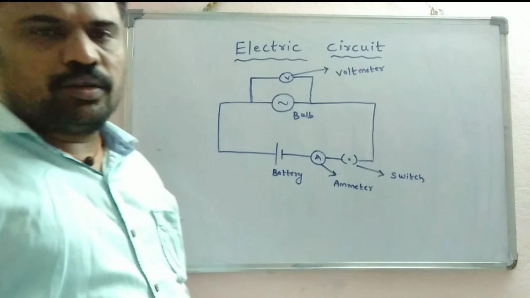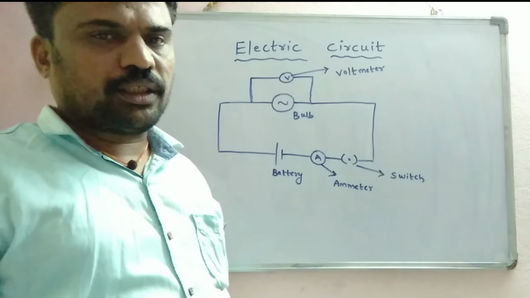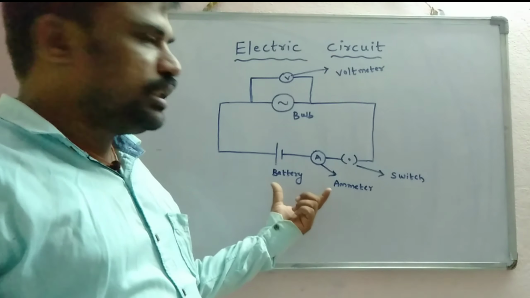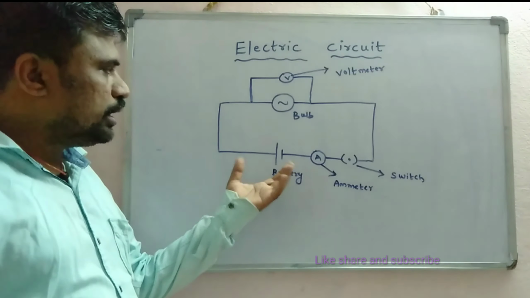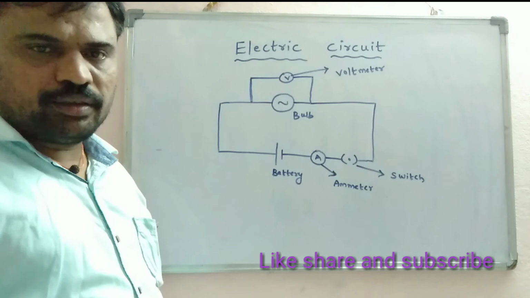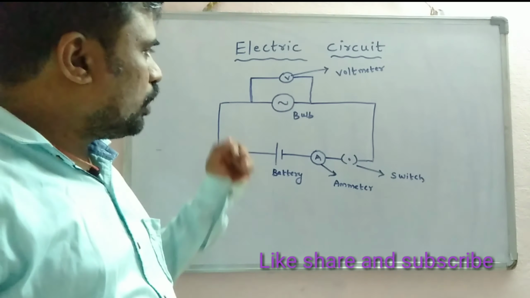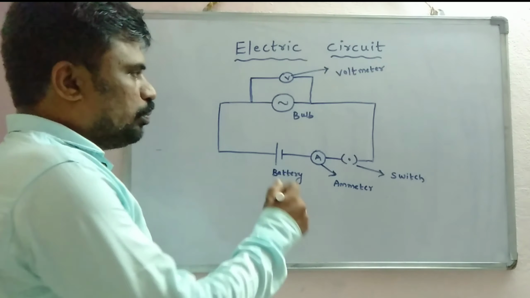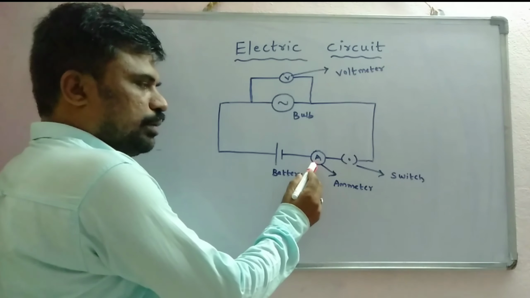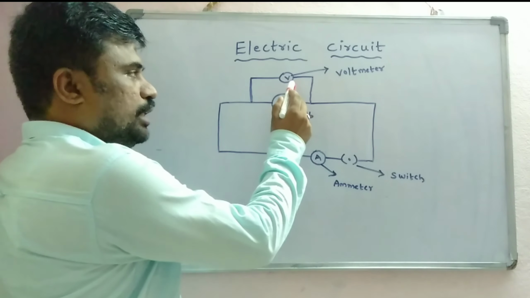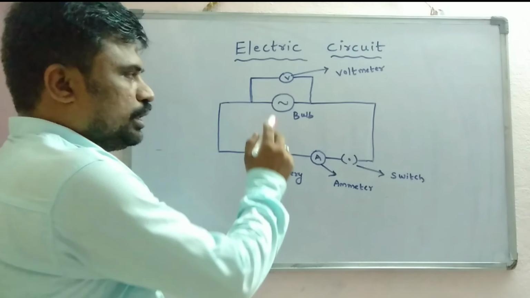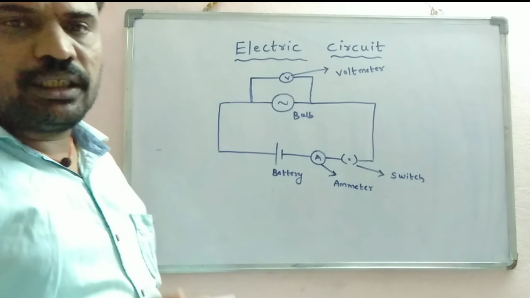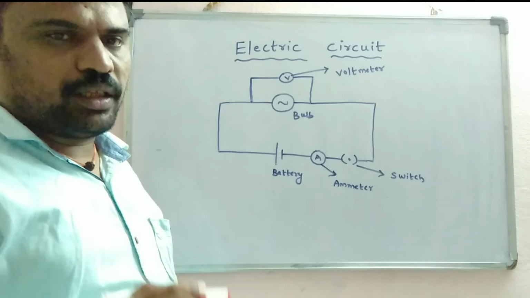Hello students. So today our topic is about electric circuit. So you can see a simple electric circuit in which some components are connected by using connecting wires. And here you can look what components are there. The components are bulb, battery, ammeter and the key. And even a voltmeter is also connected. Observe carefully. Here components are connected in series as well as parallel also.